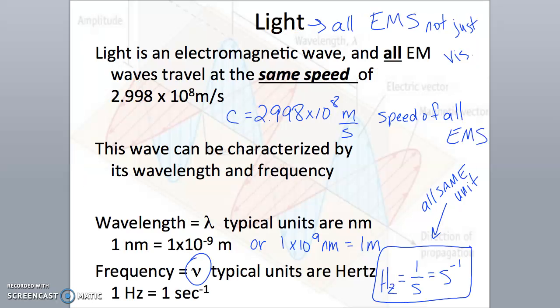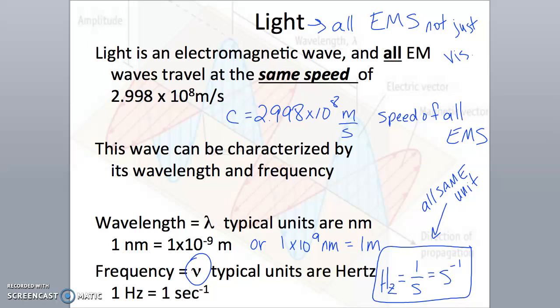So light is an electromagnetic wave, and all of these waves travel the same speed, and it's called the speed of light. The size of this is quite big, 2.998 times 10 to the 8th meters per second. That's really, really fast. Sound travels at about 300 meters per second, much, much slower. Now remember, light is the entire electromagnetic spectrum, not just the visible region. So a gamma ray will travel at the same speed as a radio wave. They have different wavelengths, different frequencies, but they travel at the same speed.